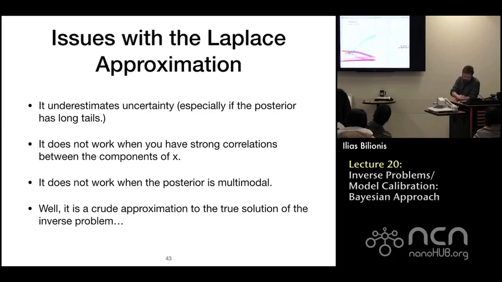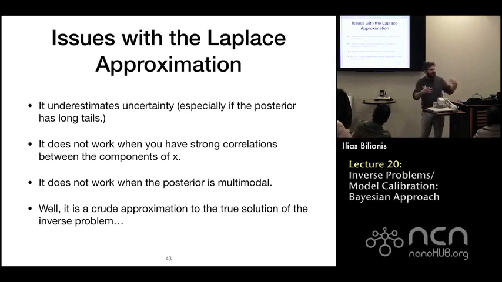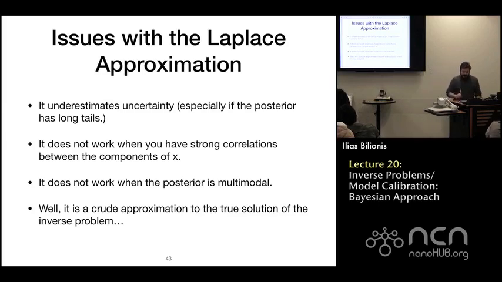Alright, so with the Laplace approximation in particular, what are the problems, right? So it underestimates uncertainty. It's because you have a posterior that has all the nice uncertainty, and then you fit it with a Gaussian, and then you're gonna miss a little bit of the tails of that posterior. It does not work when you have strong correlations between the components of x. You'll see what I mean by that.